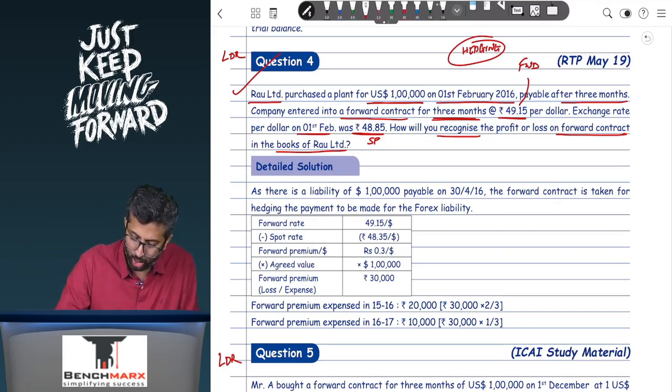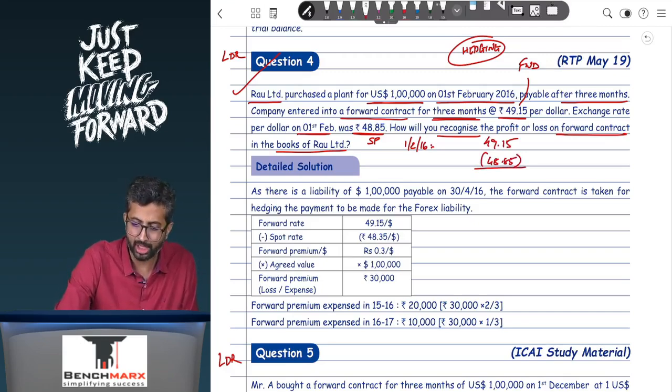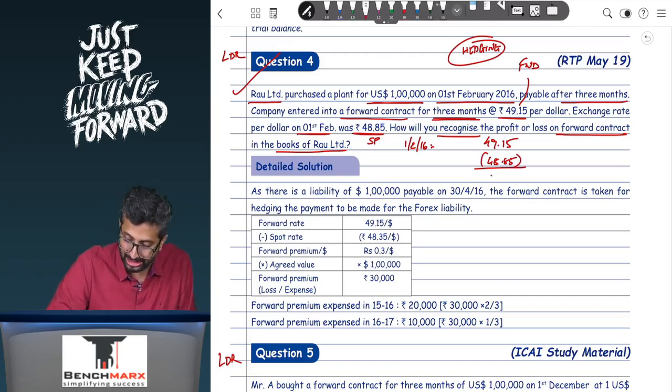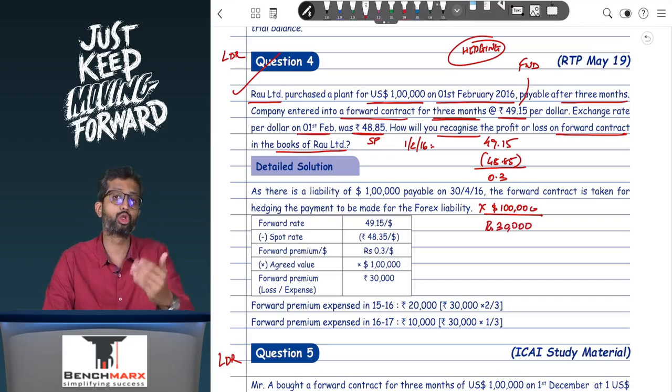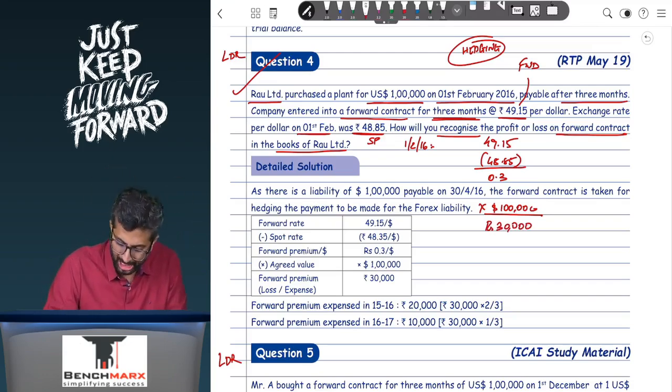So how will you do this calculation? We will say that today, that is on 1st February 16, the forward rate agreed is 49.15 against the spot rate of 48.85. So today I must have recorded a liability at 48.85, but I've agreed a forward rate of 49.15, and hence I've agreed to pay 0.3 extra per dollar, and total into how many dollars? 1 lakh dollars, and hence I've agreed to pay 30,000 extra. Now this 30,000 extra is to be paid after 3 months, and hence you will record the forward premium amortization.